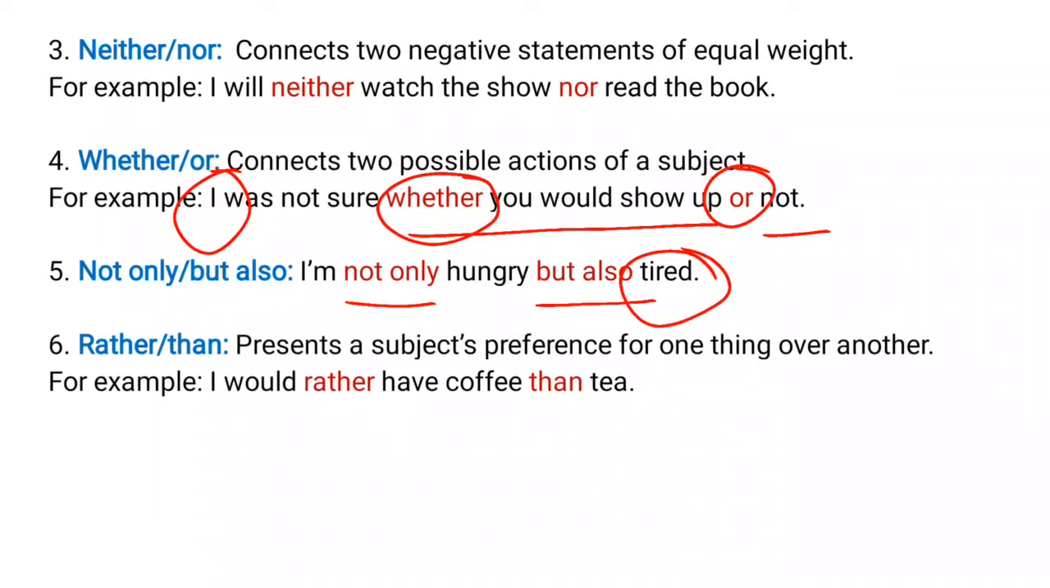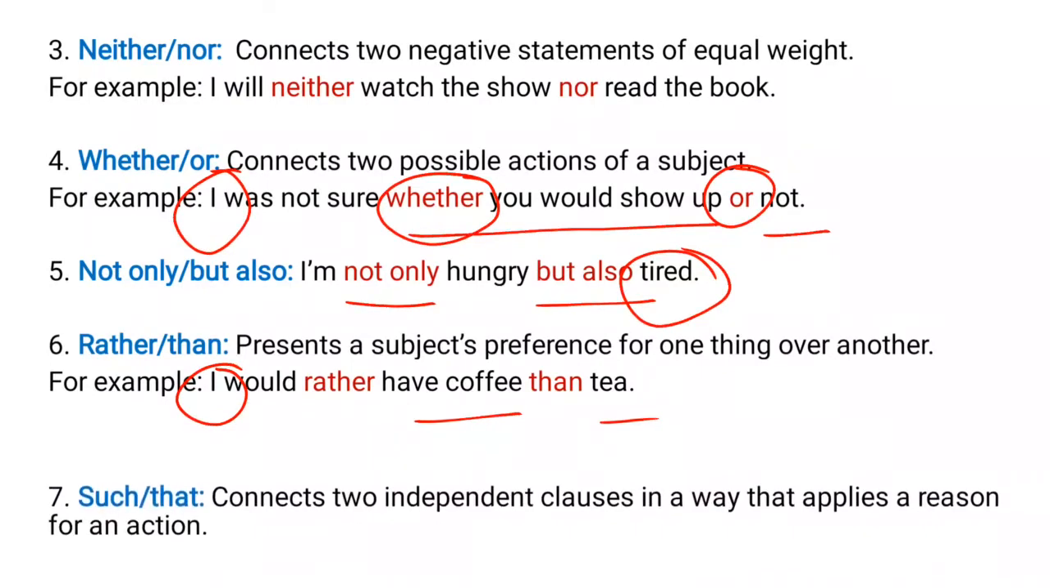So I would rather have coffee than tea. It means the subject is preferring coffee than tea. So whenever we need to talk about subject's preference over one thing, then we need to use this correlative conjunction.